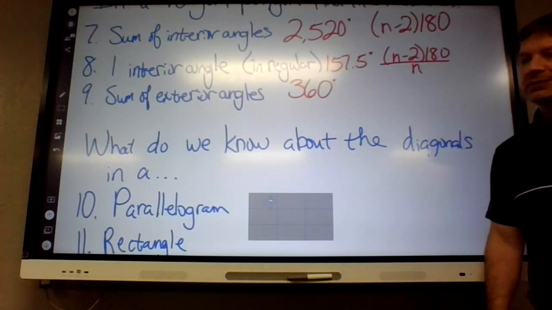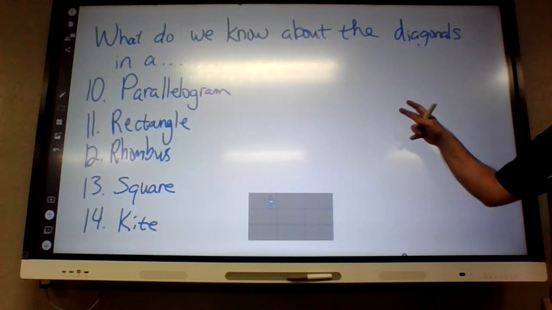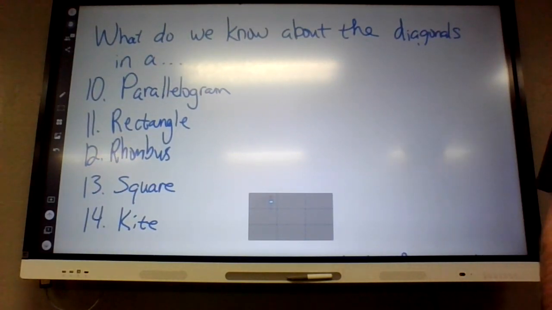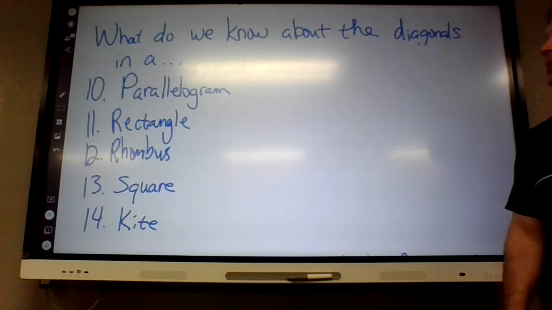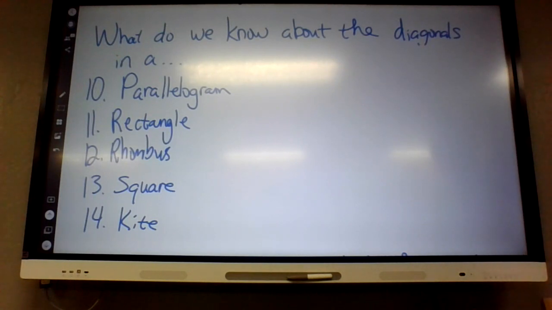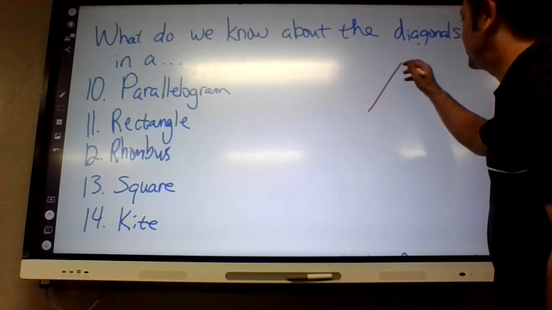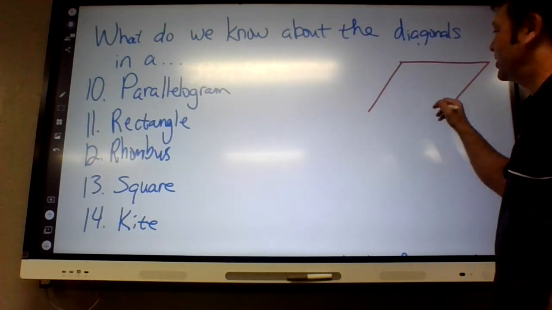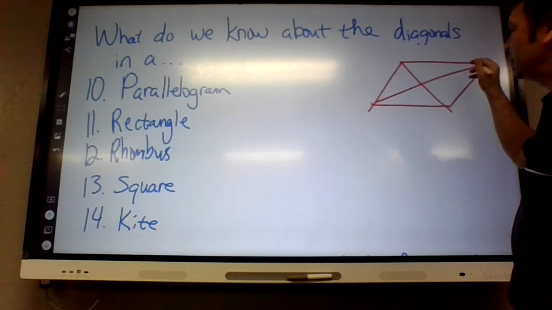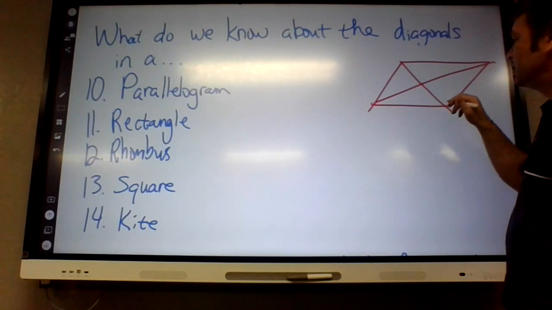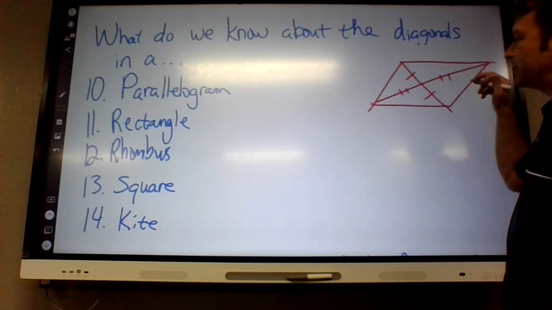This section is a little more challenging than the first section. Okay, what do we know about the diagonals in a parallelogram? Oh, they're congruent? No. If you look at the picture of a parallelogram, are these diagonals the same? No. They bisect the angle? No, that's not true either. They bisect each other. These two are equal, these two are equal, they cut each other in half.